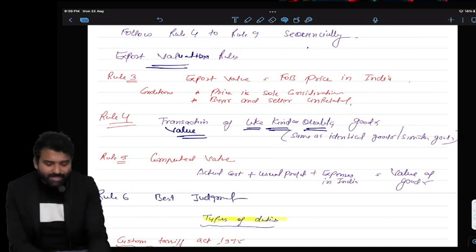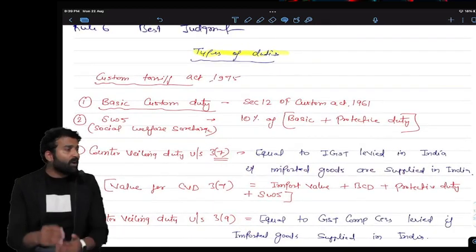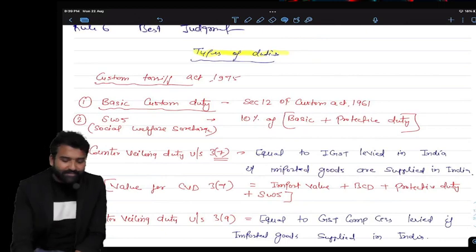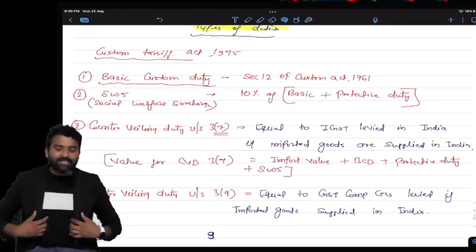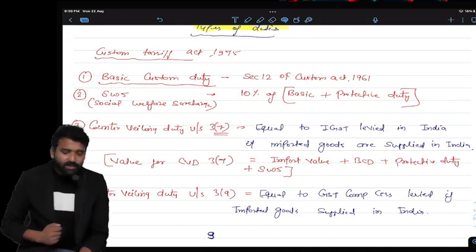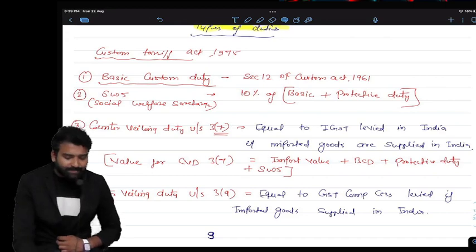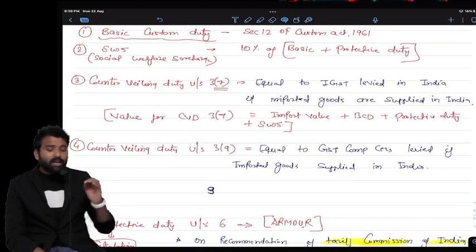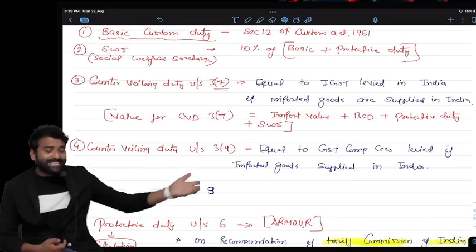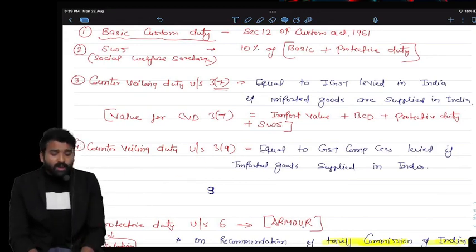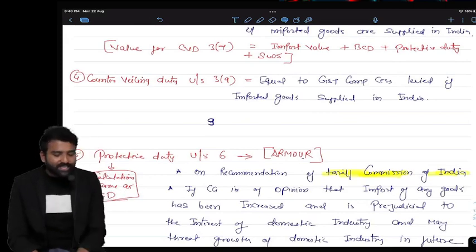Now in your syllabus there is one more topic that is called types of duties. We have already discussed a lot of duties. We have discussed how to calculate basic custom duty. We have discussed how to calculate SWS. We have discussed what is countervailing duty under section 3 subsection 7. I have already told you that countervailing duty under section 3 subsection 7 is actually equal to the IGST levied in India. What is CVD under section 3.9? Basically it's equal to the GST compensation cess levied in India.